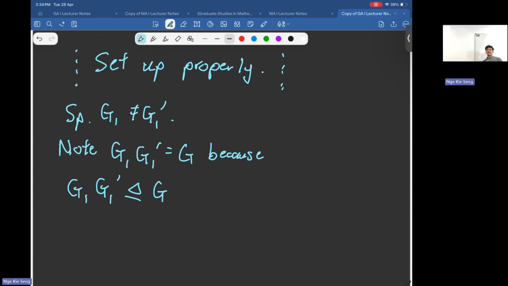Yeah. So I'm going to show you now. First thing is you know that they are normal. You know why they are normal? Note that G1 and G1 prime are both normal. N greater than 0 case. G1 and G1 prime, why is it normal? Product of two normal subgroups is a normal subgroup.